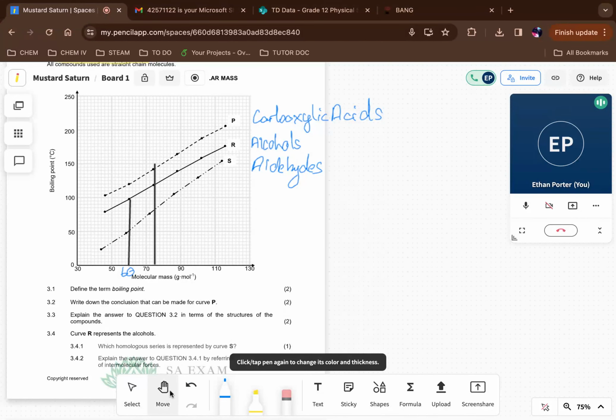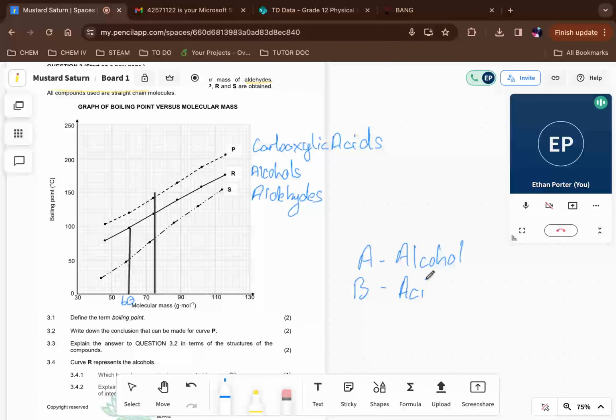And then they tell us that A has a boiling point of 118 and B of 142. So A, with the lower boiling point, is definitely an alcohol. So, okay, now we have some information. So A is an alcohol, and B with the higher boiling point is a carboxylic acid. Okay, so the question was asking us to explain the difference in the boiling points by referring to the structures.